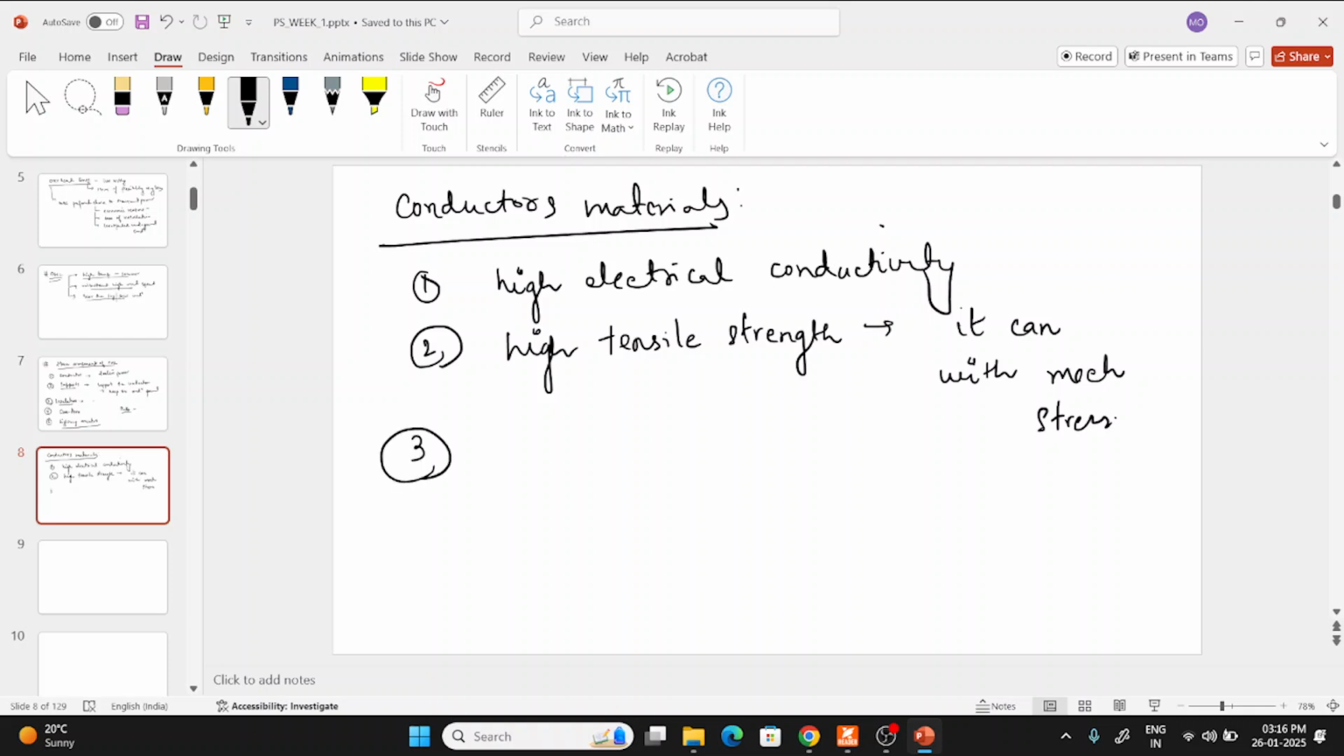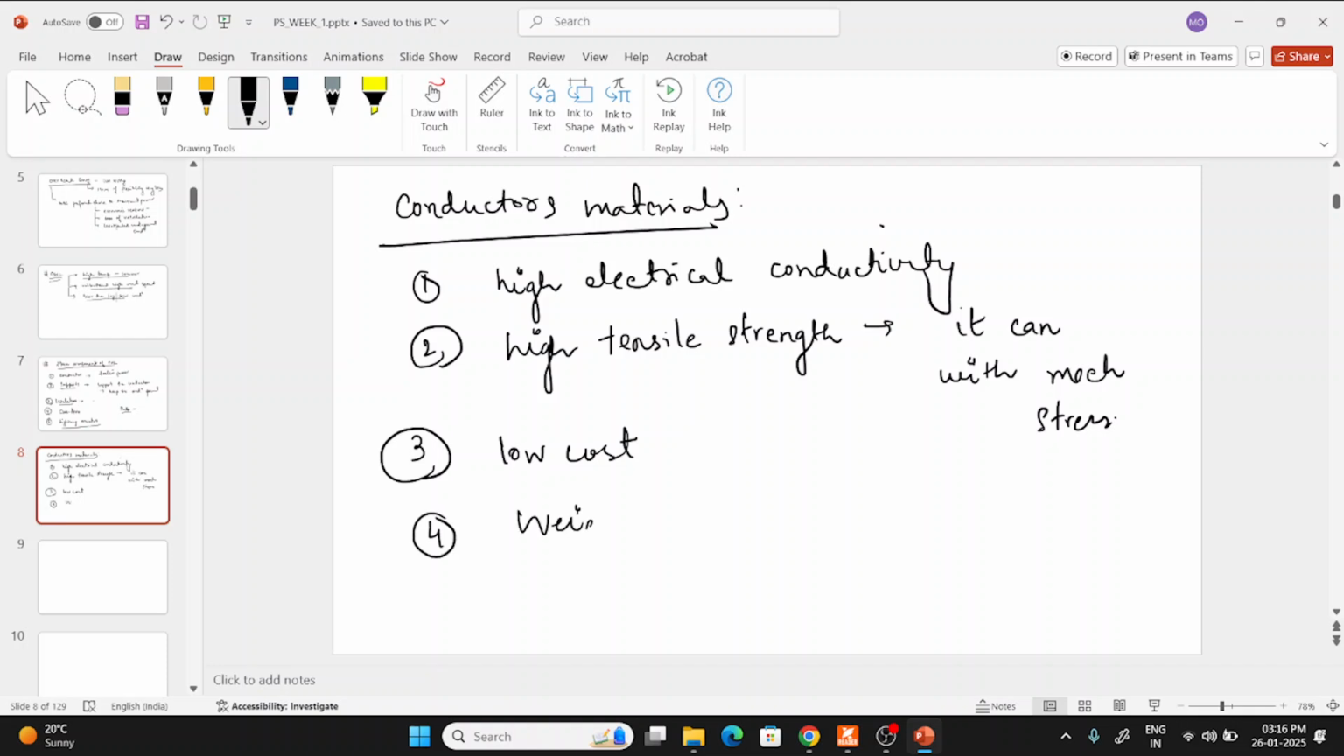Next is low cost. This is also one of the most important properties of the conductor material. It should be of low cost. If we use a material which is of higher cost, then we will not be able to economically transmit the power to larger distances.